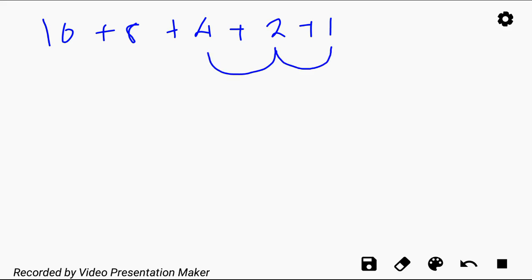The next one that we can have is 16 plus 8 plus 4 plus 2 plus 1. Again, I have to identify what type of series this is. Is this AP or GP? Looking at this, it can't be an AP, because if the number I can add or subtract here gave me the same here, and here, then it would be an AP. So it should be a GP.